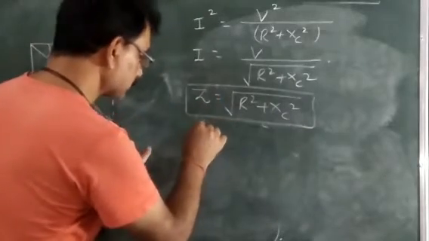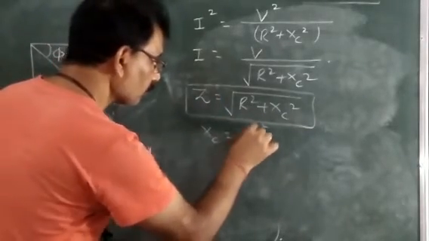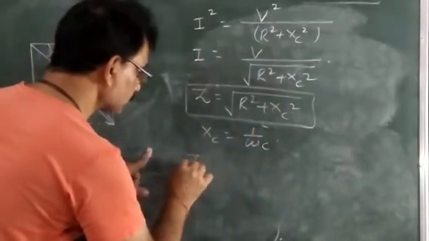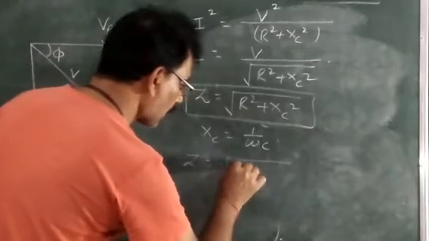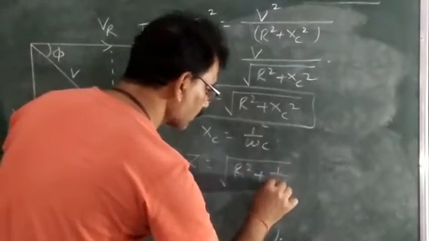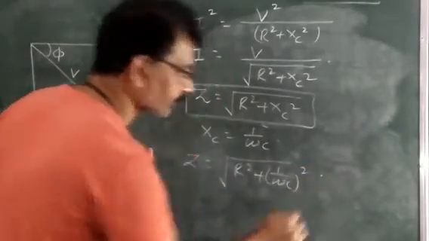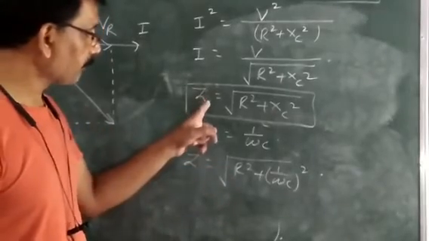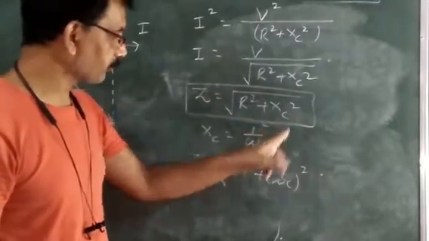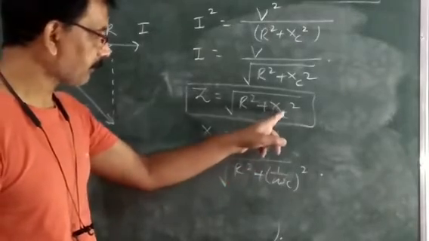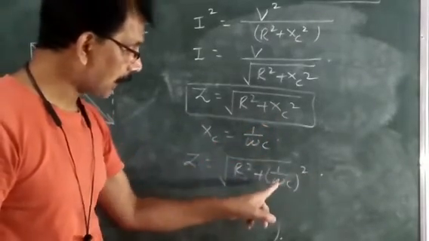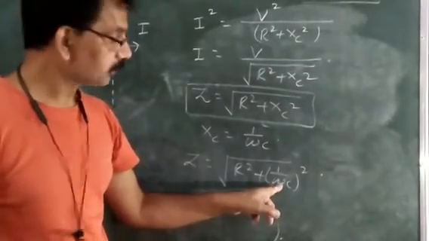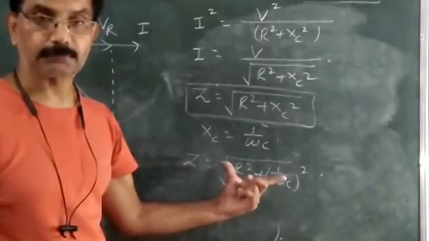And also, since XC is equal to 1 upon omega C, already given, you can write Z is equal to root R square plus 1 upon omega C whole square. So the impedance of the CR circuit is in terms of XC, or in place of XC you can write 1 upon omega C. In place of omega you can also write 2 pi f if the frequency of the alternating current is given. So by using this relation you can find the impedance of the CR circuit.